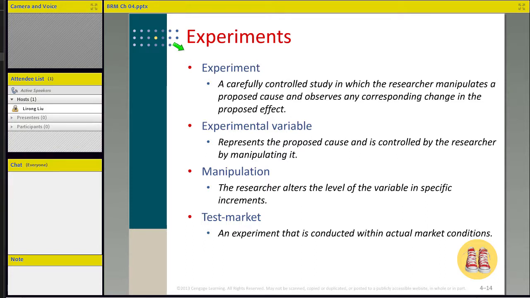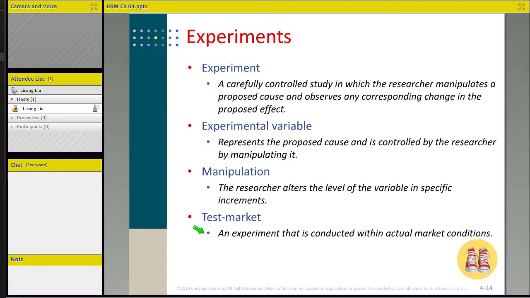Okay? So an experiment is a carefully controlled study in which the researcher manipulates a proposed cause and observes any corresponding change in the proposed effect. That is, you could manipulate the cause. You could control everything else to be the same, just change the cause to see if there's any effect. If there is, you would say, oh, this is the cause. Otherwise, if you cannot control all other factors, then you are potentially including confounding factors.